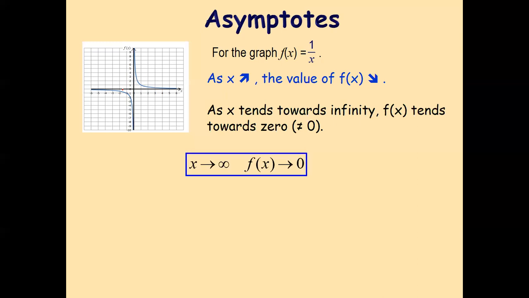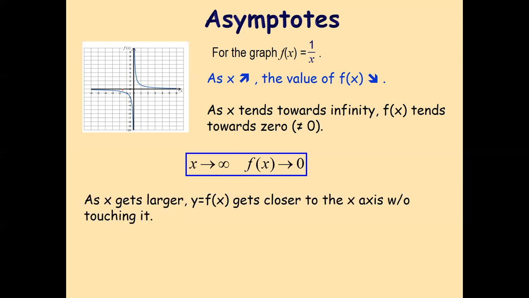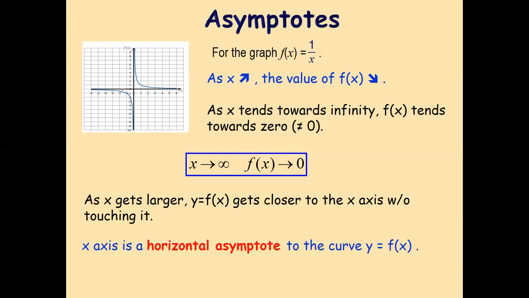Okay, so this is the way to write it. You put x tends towards infinity. The function itself tends towards 0. That's how you write it mathematically. And as x gets larger, we say that f of x gets closer to the x-axis without touching it. And because of that, in maths, we say the x-axis is a horizontal asymptote to the curve y equals f of x.